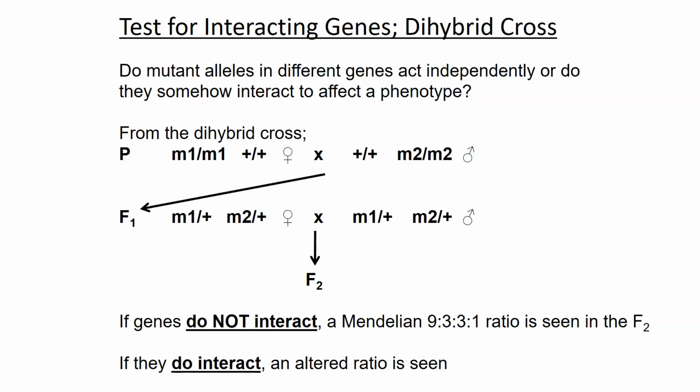If genes do not interact, this is what Mendel saw, we would expect to see the Mendelian 9:3:3:1 ratio in the F2. If they do interact, this ratio is going to be altered, usually by combining one of these classes or two of these classes together. For example, one alteration is 9:3:4, and that comes about by combining these two classes, the 3 and the 1.